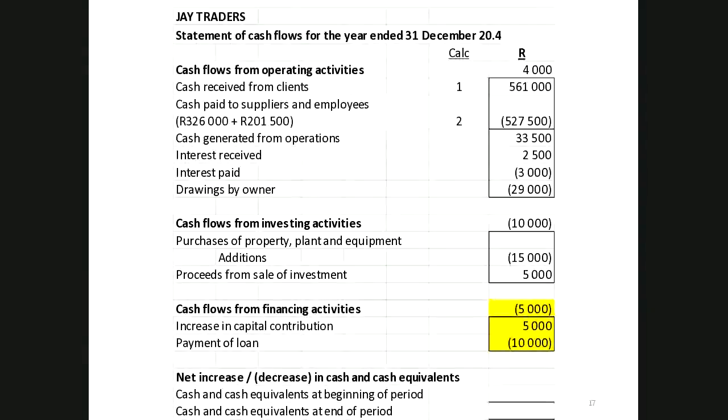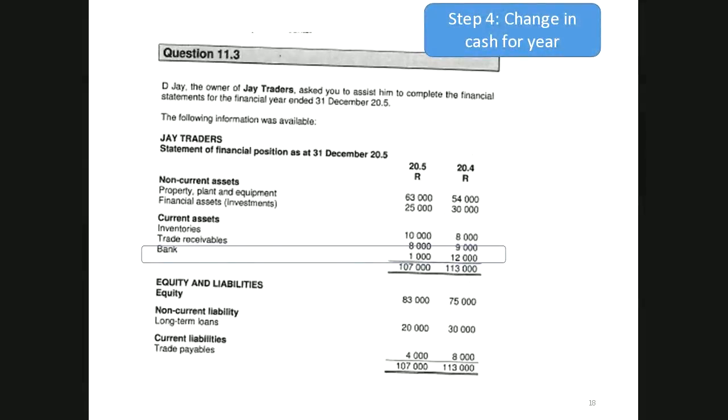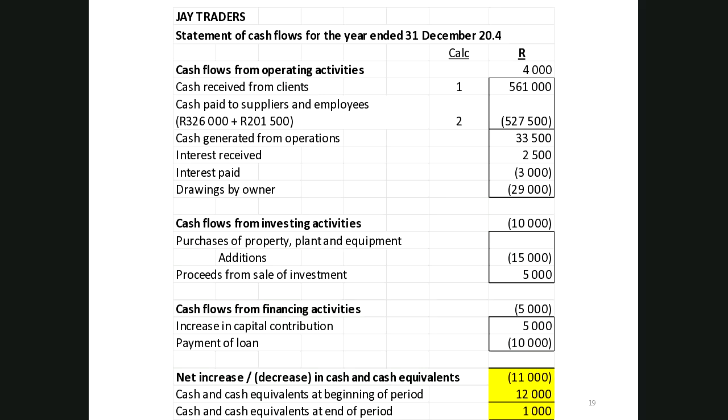So to finish off, we just need to balance to our bank account. We had 12,000 in the bank at the beginning of the year and 1,000 at the end of the year. So if we go to the last section of our cash flow statement, we first take 4,000, subtract 10,000 and subtract 5,000. That gives you 11,000, which is a decrease in cash for the year. Okay? And that 11,000, if we subtract that from our opening balance of 12, it balances then to the amount of cash that we have remaining at the end of the year. And that's the end of that cash flow statement for a sole trader.